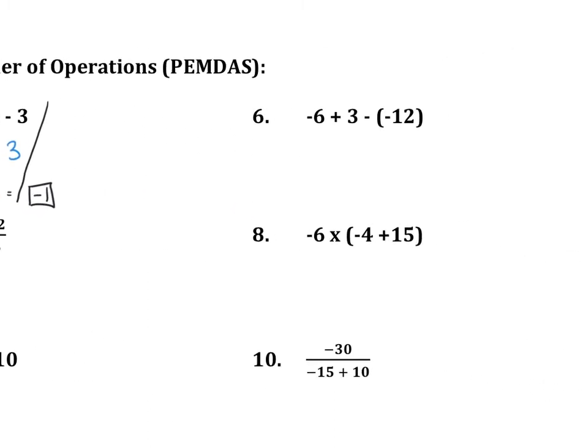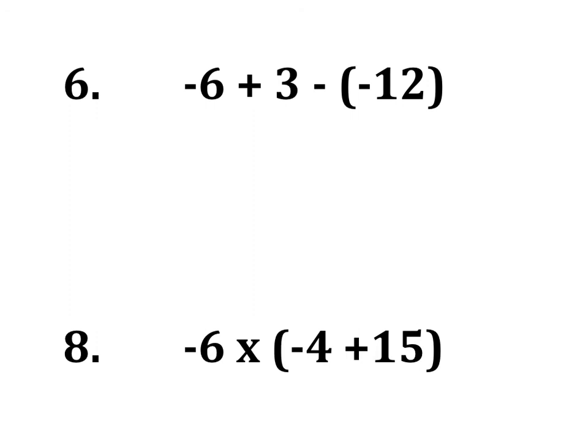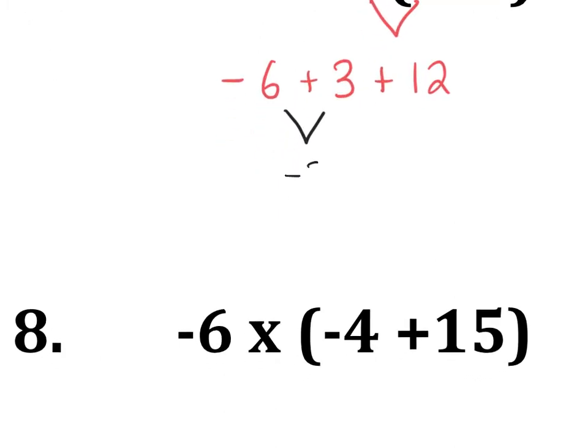Okay, number 6 here. What do we notice? 2 negatives give us a positive. So let's rewrite this. -6 plus 3 plus 12. Now let's solve it left to right. -6 plus 3 gives me -3 plus 12. So again, I'm going to go the other way. I'm $3 in debt, and I'm moving in the positive direction 12 spaces. So I would get, that's right, 9.